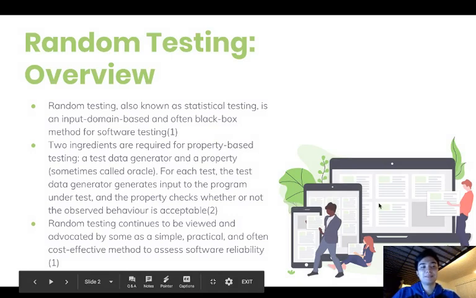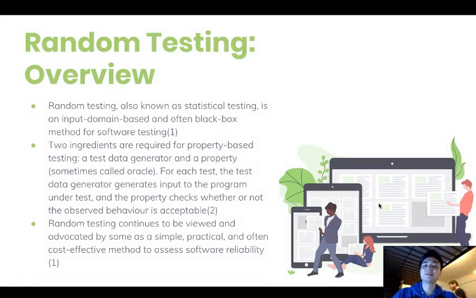So random testing. Random testing is also known as statistical testing. It's kind of like an input domain based and often black box method for software testing. There are two ingredients that are required for property-based testing. So you need a test data generator and a property, sometimes called an Oracle. For each test, the test data generator generates input to the program under test, and the property checks whether or not the observed behavior is acceptable.